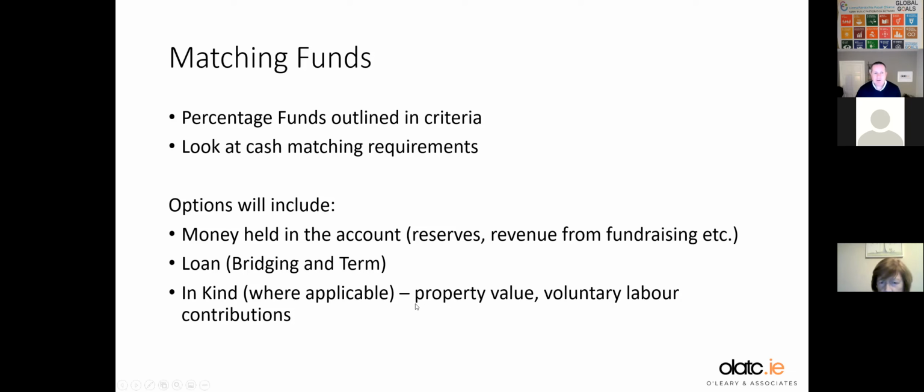In some cases you might be allowed to put in in-kind contributions, so that might be voluntary labor. Again, there'd be very specific criteria around how you calculate the voluntary labor, what you're allowed to put in, and the maximum levels. In some cases, grants will allow you to put in the property value. So let's say you're applying for a grant to renovate or extend a building, and you already own the building and site. You can get that building and site valued, and that valuation is used towards the matching funds for the grant application, if it's allowed.